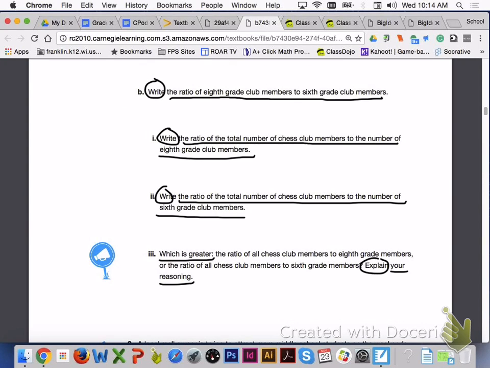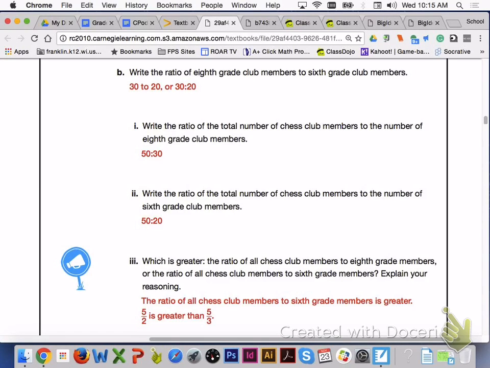Turn to page 319 and answer letter B, Roman numerals 1 through 3 with your group members. For letter B, our ratio should be 30 to 20. Roman numeral 1, your ratio should be 50 to 30. Roman numeral 2, your ratio is 50 to 20. And for Roman numeral 3, the ratio of all chess club members to 6th grade members is greater. 5 to 2 is greater than 5 to 3.